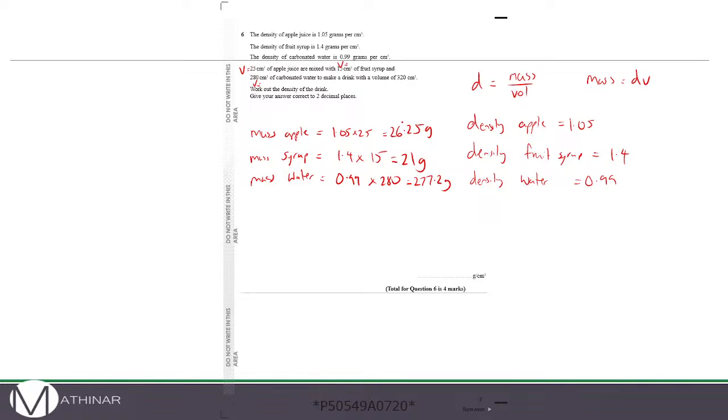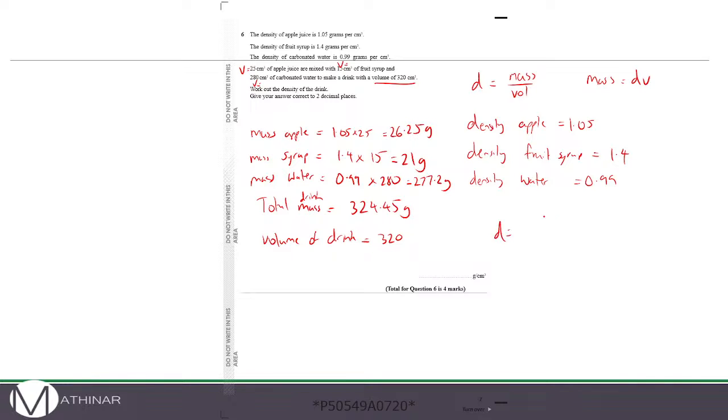So we have the mass of the individual parts of the drink. We can add that up to work out the total mass. So this plus this plus this is going to be 324.45. That is the total mass of the carbonated drink. Now we also know the volume of the drink is 320. So the question is, what is the density of the drink?